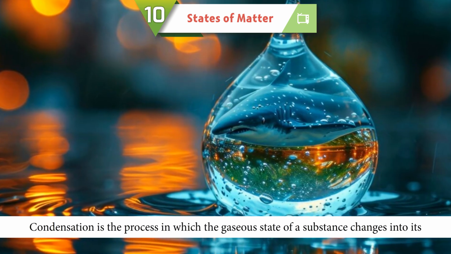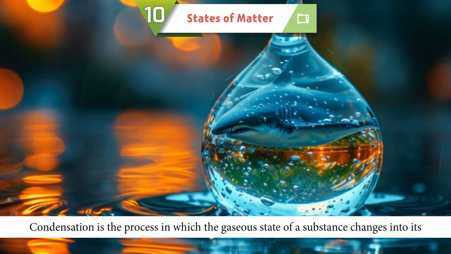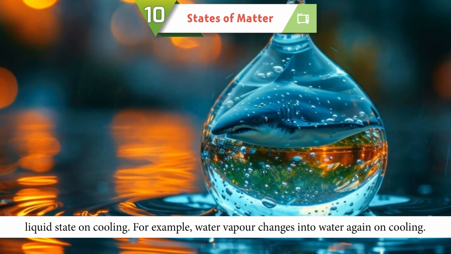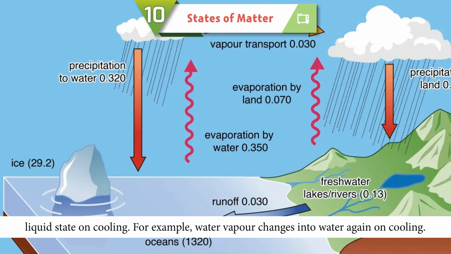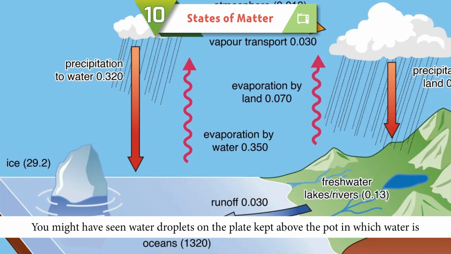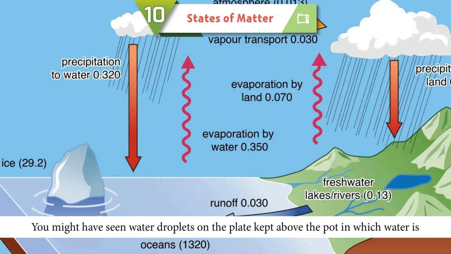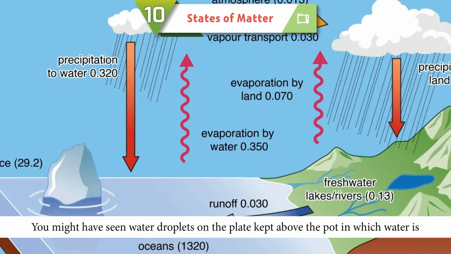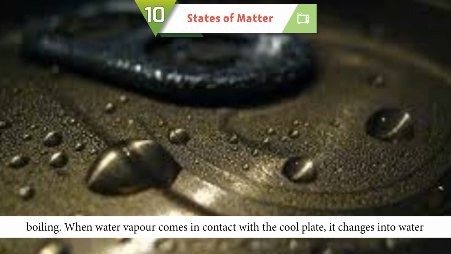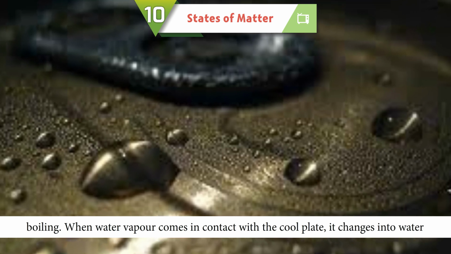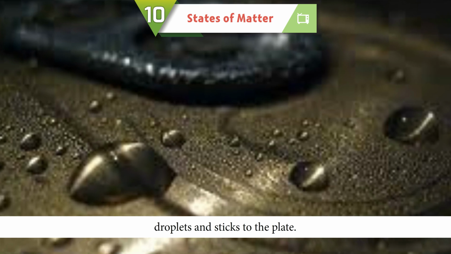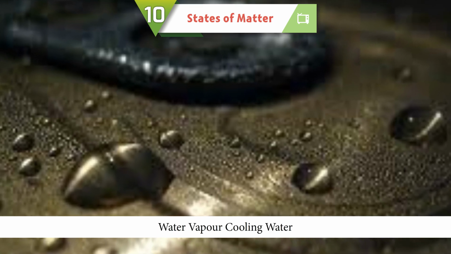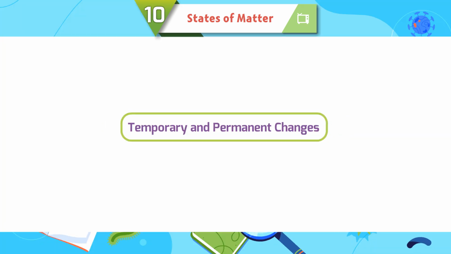Condensation. Condensation is the process in which the gaseous state of a substance changes into liquid state on cooling. For example, water vapor changes into water again on cooling. You might have seen water droplets on the plate kept above the pot in which water is boiling. When water vapor comes in contact with the cool plate, it changes into water droplets and sticks to the plate. Water vapor on cooling gives water.